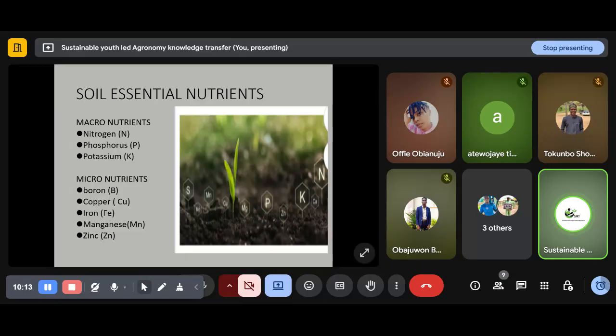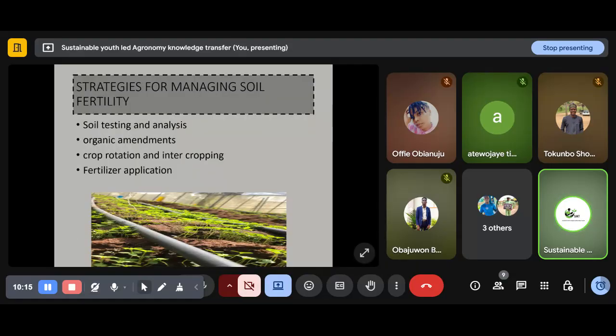Now, strategies for managing soil fertility. For your soil to continue to be fertile, there are some strategies you need to put in place for you to have good soil fertility. Number one is soil testing and analysis.